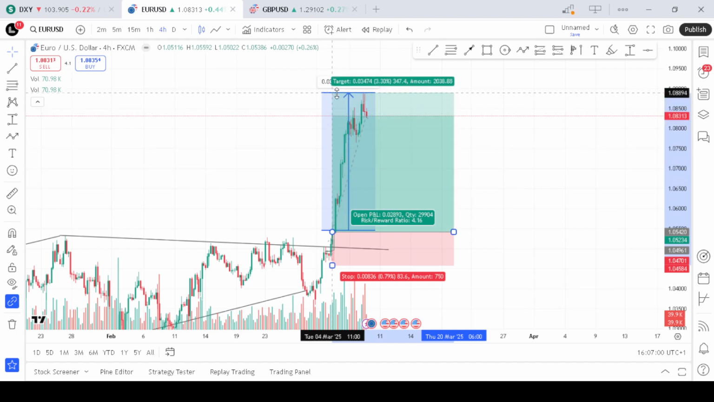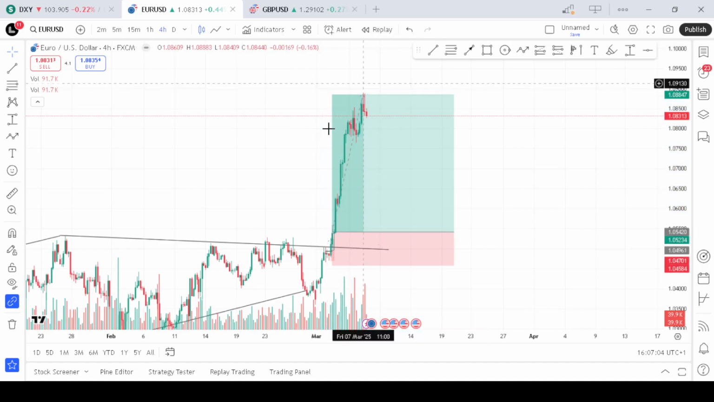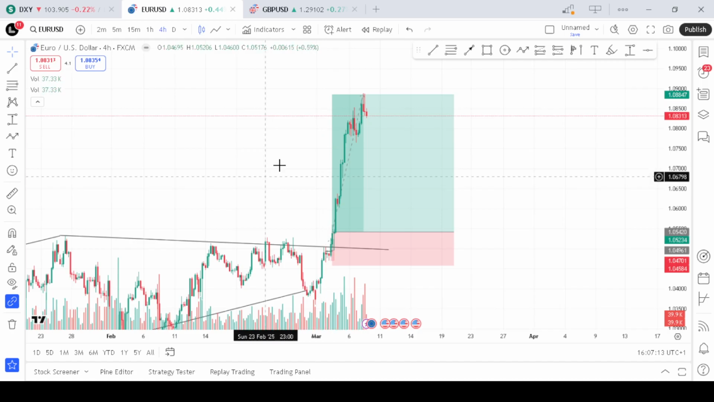And as you can see, this was a profitable trade. So this is basically what the pattern is all about. And you have to project. Once you have taken the measurement, you have to project your take profit.